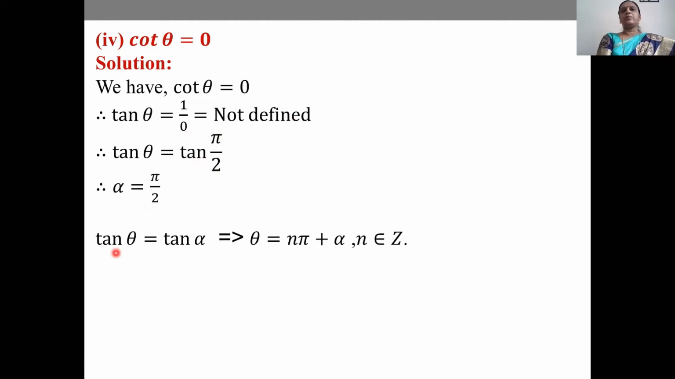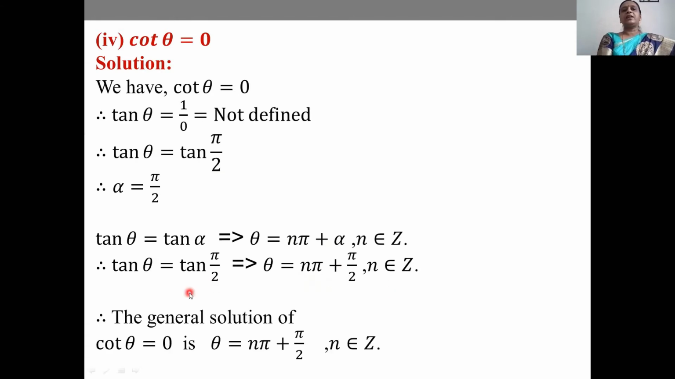This equation is of the form tan theta is equal to tan alpha. If the equation is of the form tan theta is equal to tan alpha, then this equation implies that the general solution will be theta is equal to n pi plus alpha, where n belongs to Z. Here alpha is pi by 2. Now you write down this equation as it is: tan theta is equal to tan pi by 2 implies that the general solution will be theta is equal to n pi plus, here the value of alpha is pi by 2. Therefore, write down that value pi by 2.